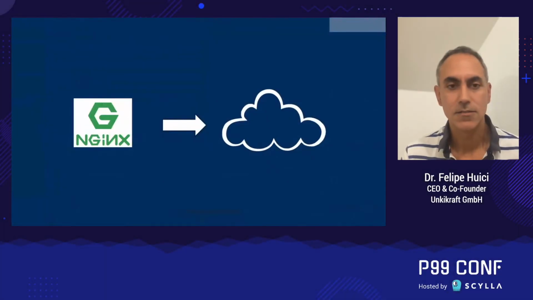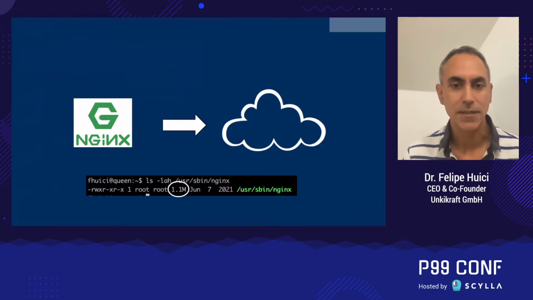And today I'm going to be talking to you about how to debloat the cloud with Unikraft. So let's start with a very simple scenario. Imagine you want to deploy an application to the cloud. We can take a web server such as Nginx, for instance. And if we have a look at the binary, it's only 1.1 megabytes. So that seems pretty good. Let's get it on the cloud.